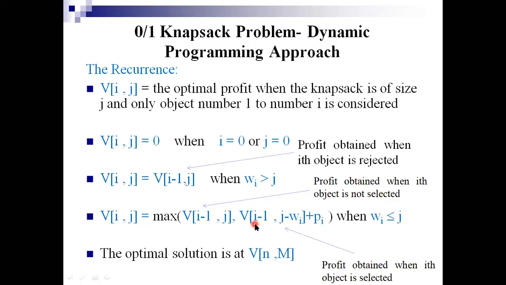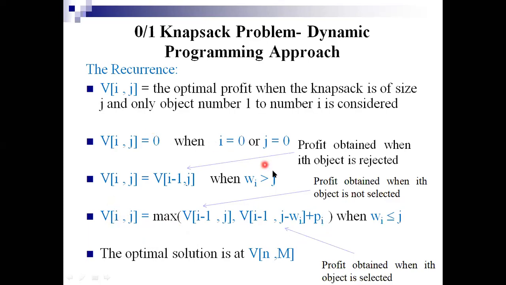Understood? The sequence you should know. For the ith object, the next previous object is i minus 1. So you cannot take here i minus 2, i minus 3. No, the previous only we should consider always. So we keep i minus 1 objects in the constraint. Remaining capacity is j minus W of i because I added the ith object, right? So the remaining capacity will be j minus W of i, plus the profit of adding the ith object. Out of these two, find the max. That is stored in V of i comma j.